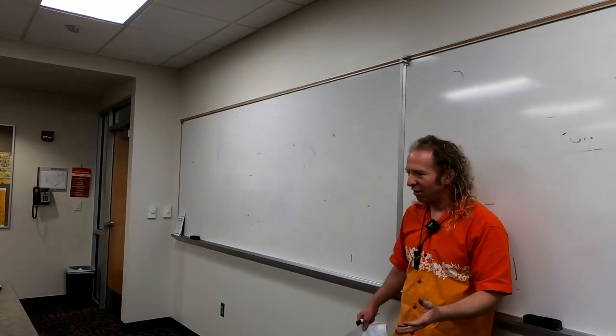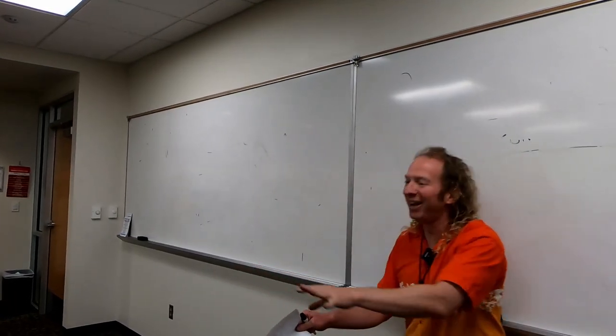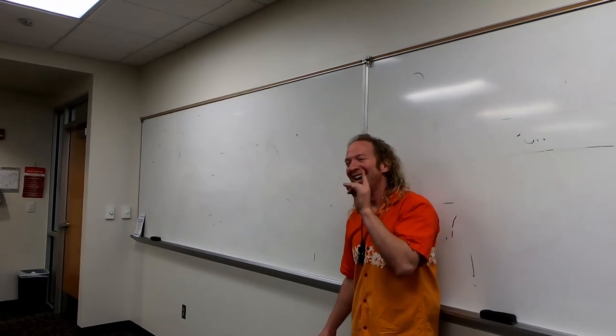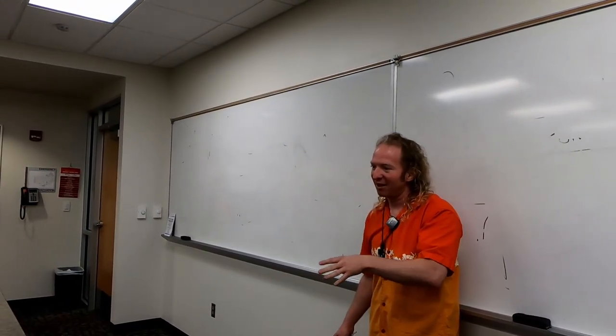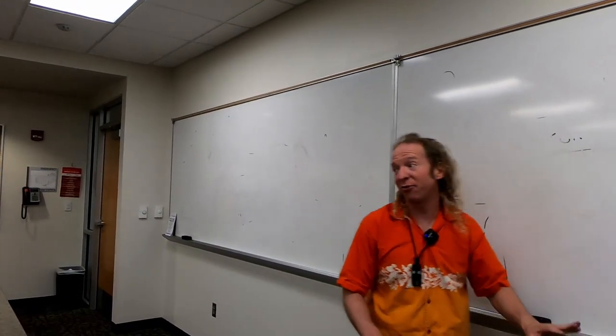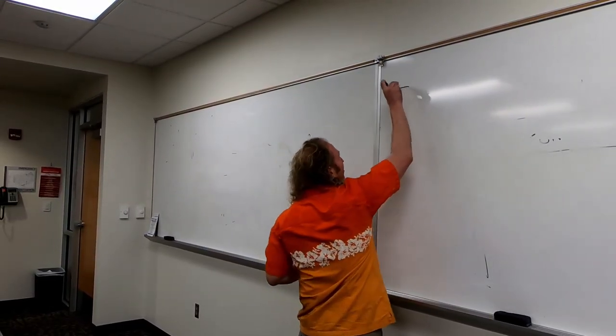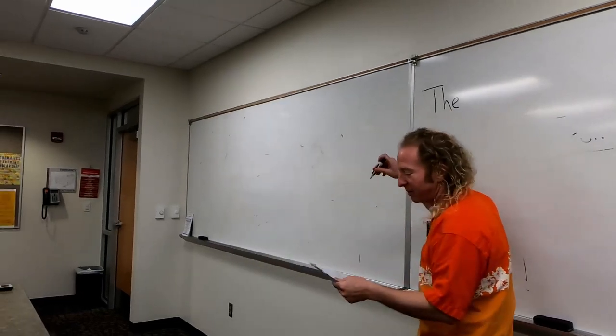2.2, 2.3, 2.4, 2.5, 2.6. 2.7, 2.8. No, there's no 2.7. 2.12. No. And then 3.1, 3.2, 3.3. Okay. So we have one more. Yeah, 3.4 is not on this. 3.4 is rough. So 3.4 is like the hardest section for the third test.